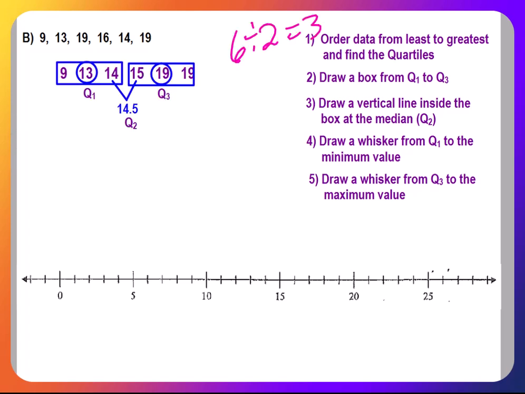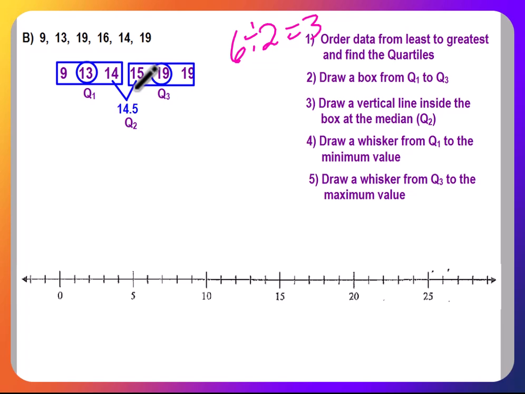Okay, so in this set of data, there's only 6 pieces of data. So that's an even number, which means there will not be a number in the middle. So we're going to divide it up into our lower and the upper half. 6 divided by 2 is 3. So 3 pieces of data in the lower half, 3 pieces of data in the upper half. So the two middle numbers are 14 and 15.